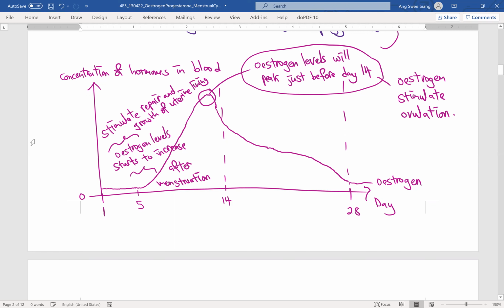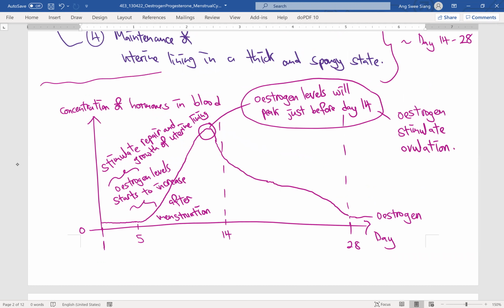So I repeat again, in your syllabus, you will be required to either sketch a graph showing the changes in the level of estrogen, or they can ask you to describe the changes in the levels of estrogen throughout the entire menstrual cycle.